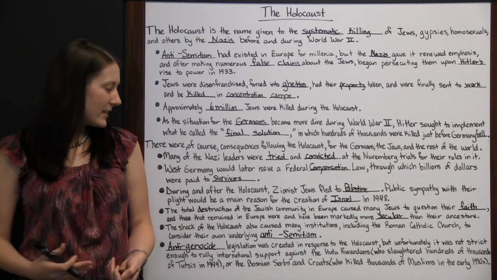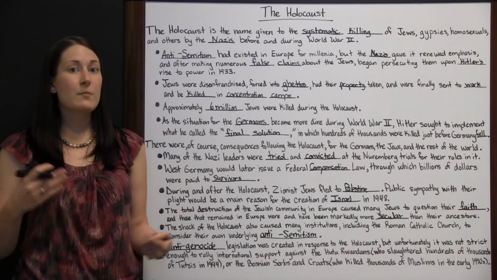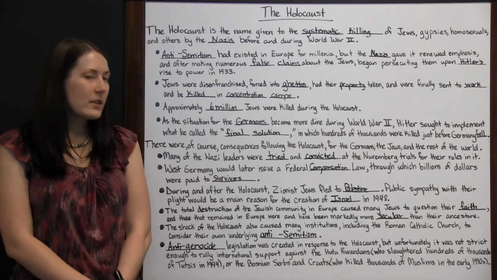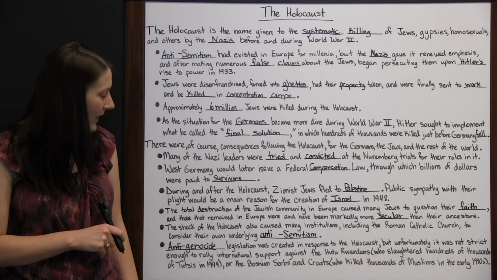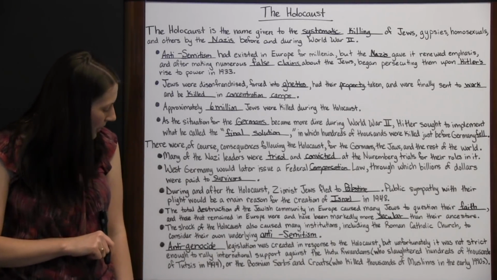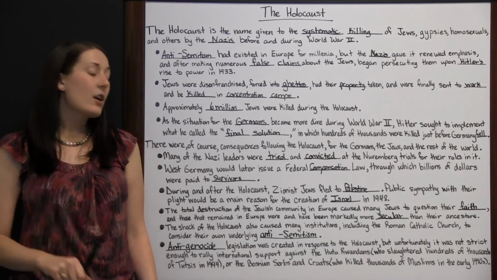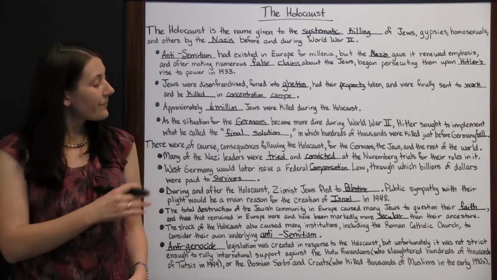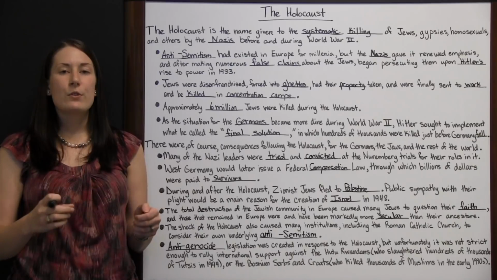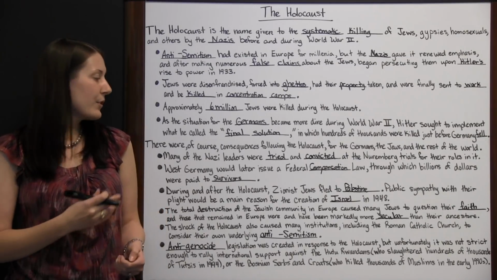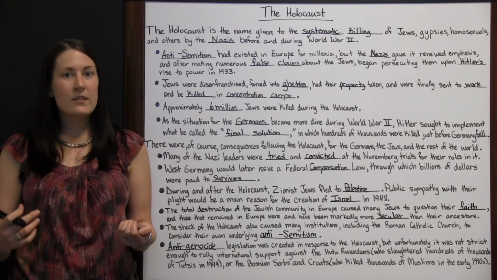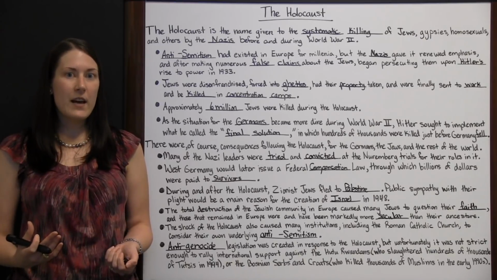So anti-genocide legislation was created in response to the Holocaust because, of course, the Holocaust was just genocide of the Jews. But unfortunately, it was not strict enough to rally international support against the Hutu Rwandans, who slaughtered hundreds of thousands of Tutsis in 1994. So, as recently as 1994, we had people in Rwanda. You had the Hutus and the Tutsis, and those were the two major groups within Rwanda. Well, the Hutus had the majority, and the Tutsis were in the minority. And simply because the Tutsis were Tutsis, the Hutus slaughtered hundreds of thousands of them.